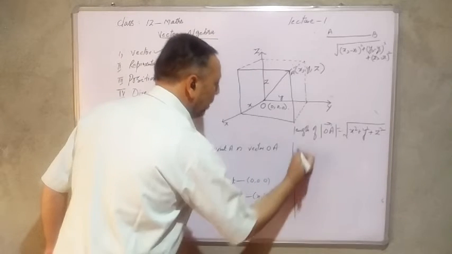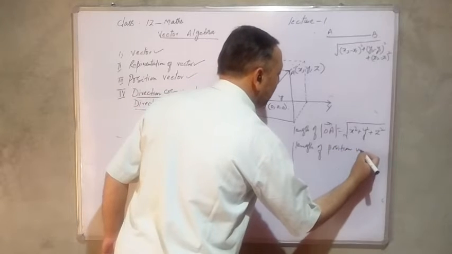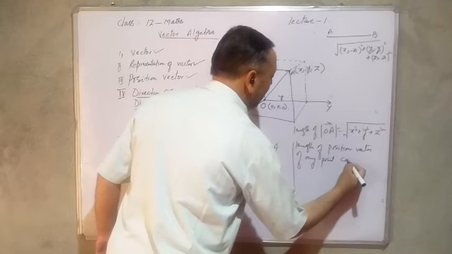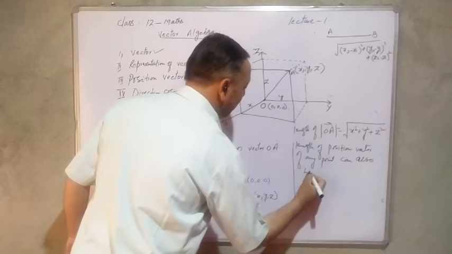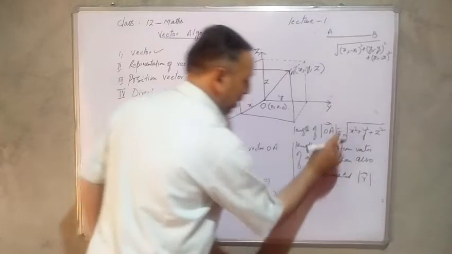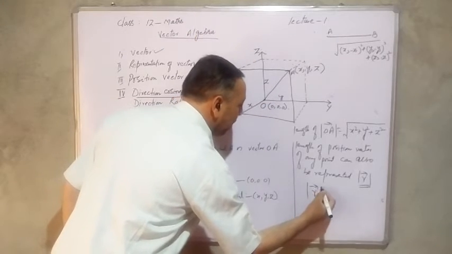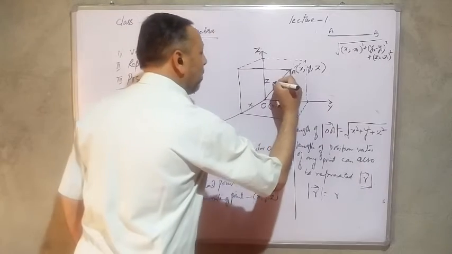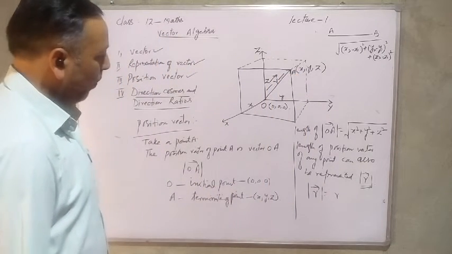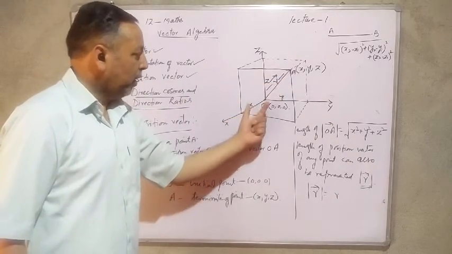Now, the length of the position vector of any point can also be represented by modulus of R. You remember modulus of R is always equal to R. So here we can write this as R. The length of the vector OA can be R. So this is the position vector of A. OA, the position of point A, is the position vector OA.